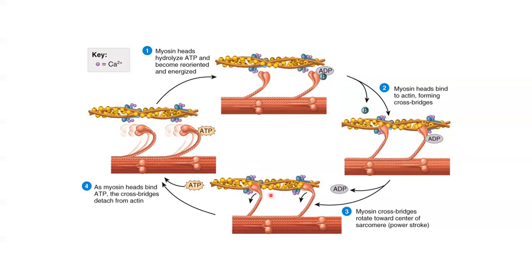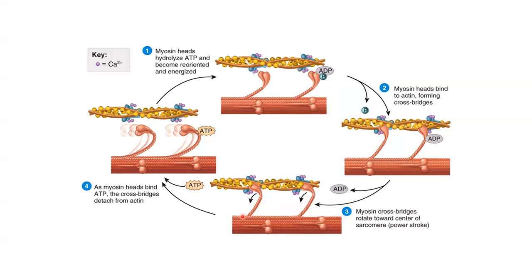To then cause the release of these cross bridges, so we actually need to release the myosin from the actin so that we can have relaxation of the muscle, or so this process can happen again, we actually need a new ATP molecule to bind to that myosin head. So this little part here does seem to trick people. You actually need ATP to cause muscle relaxation, not necessarily muscle contraction.